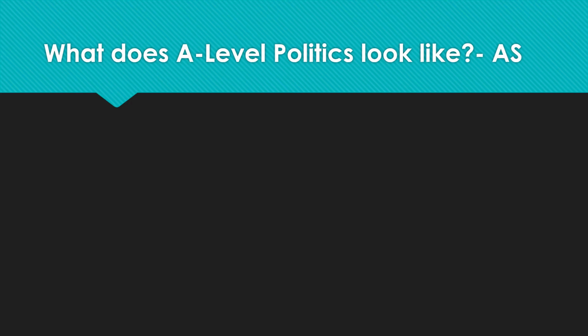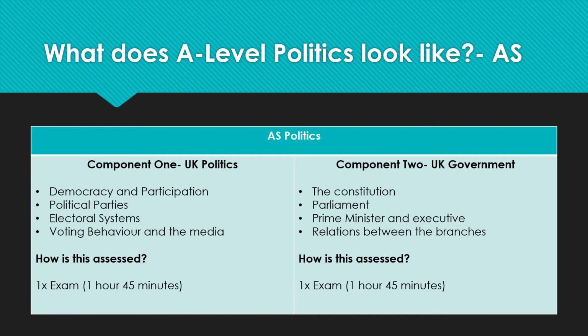So what does the actual A level look like then? We can look at the AS level first. You can see this table is split into two components, component 1 and component 2. In the first component we look at UK politics, so that's things like democracy, political parties, electoral systems and voting behaviour. Those are things like how people interact with politics, how and why they vote, the role of the media in that, the actual systems of governance, systems of voting, and also how people interact with democracies, how they participate in democracies. And that is assessed through an hour and 45-minute exam.